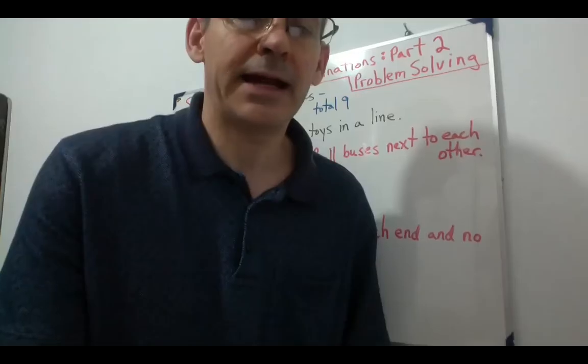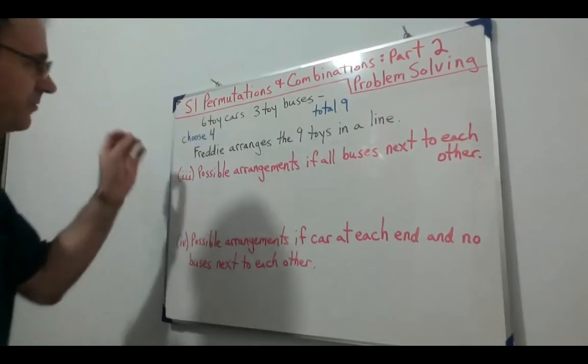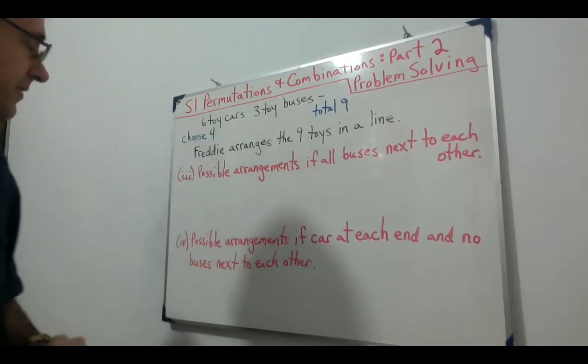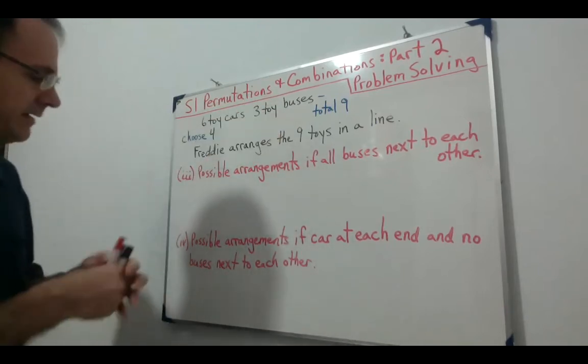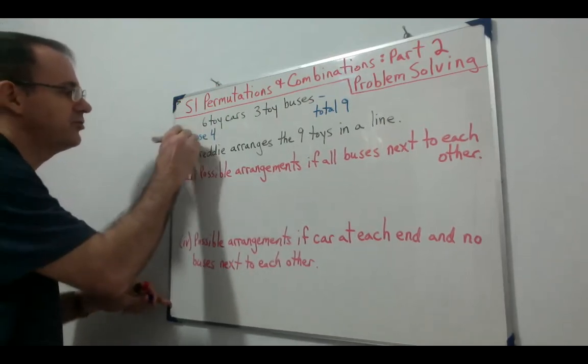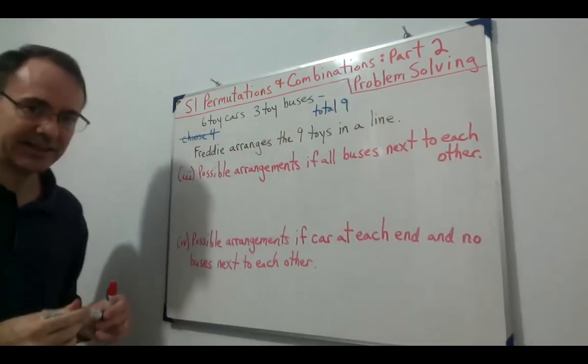So let's go back to our board here. So this is the same question. Still, Freddie has 6 cars and 3 buses, a total of 9. But now instead of choosing 4, he's arranging the 9 toys in a line.